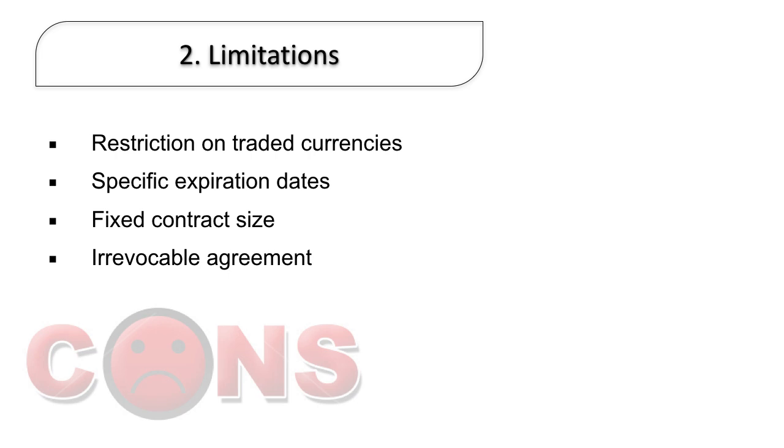The last one is its irrevocableness. Similar to spots, forwards, and swaps, a futures contract is immutable. Once the contract is signed, it must be carried out. This downside could be hedged using options, which we will look at in the next chapter.